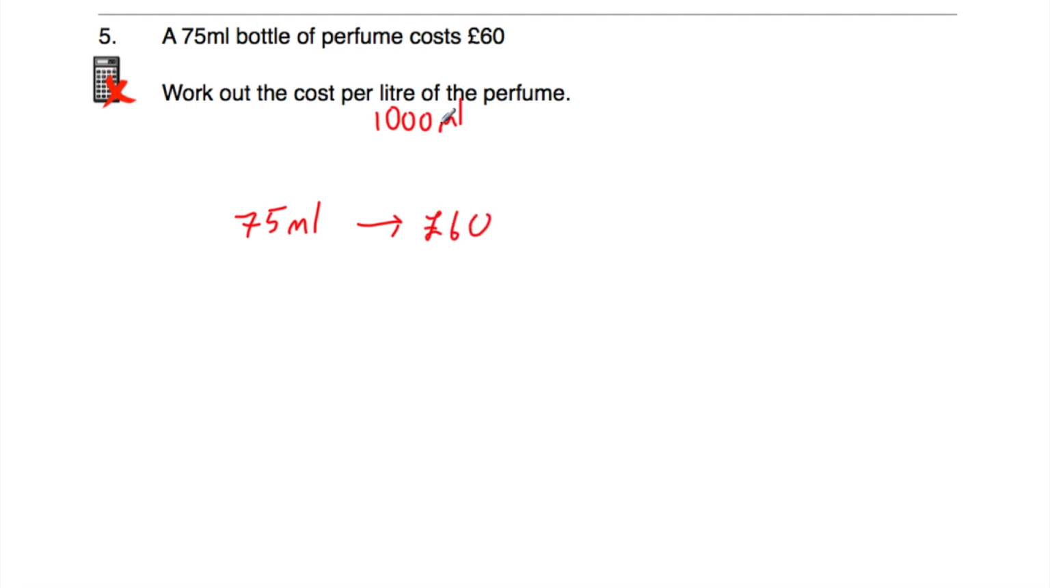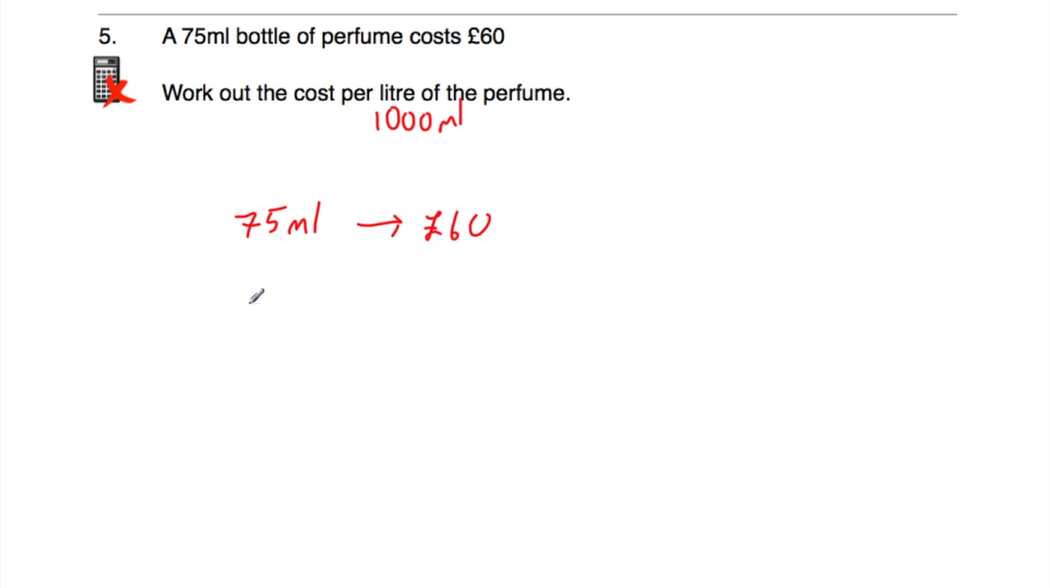So we want to find the cost per litre, which is 1,000 millilitres. Now there's different ways we could do this question. We could divide both of these by 75 to find the cost of 1 millilitre. And if we find the cost of 1 millilitre, we can then times by 1,000 to find the cost of 1,000 millilitres, which is 1 litre. Now this is a non-calculator question, so I don't really want to divide 60 by 75 if I can avoid it.